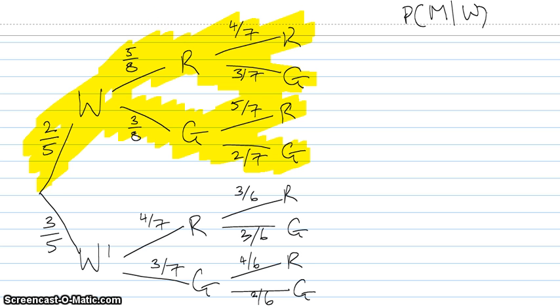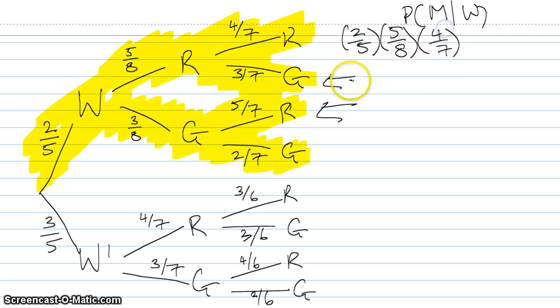Well, what is event M? Event M is that I get 1 red ball and 1 green ball. That means I either end up with this outcome or this outcome. Now, because these outcomes are not equally likely, I need to go through and calculate the probability of each happening. So, what is the probability of this first one happening? This would be 2 over 5 times 5 over 8 times 4 over 7. What's the chance of the second one?